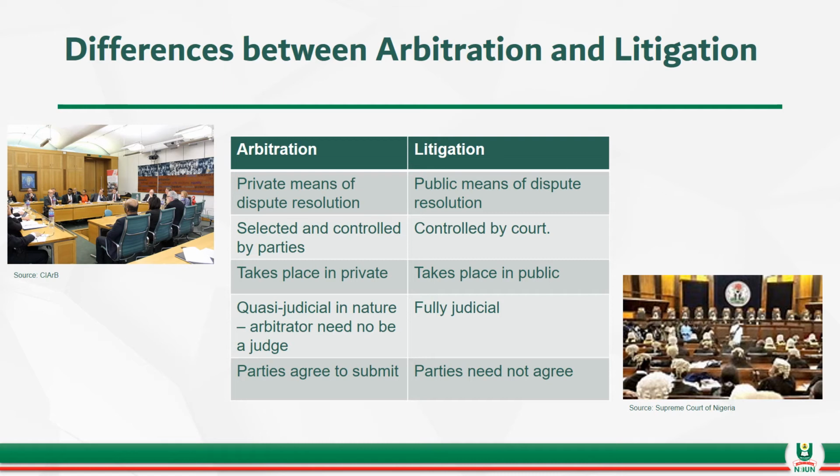Arbitration is private, we said that before. Litigation is public. Arbitration is selected and controlled by the parties. You remember I mentioned that when I was analyzing Brown and Marriott's definition vis-a-vis the Oxford definition. But litigation is controlled by the court. We have talked about it taking place in private. Now I need to highlight that for litigation taking place in public, it is a constitutional requirement.